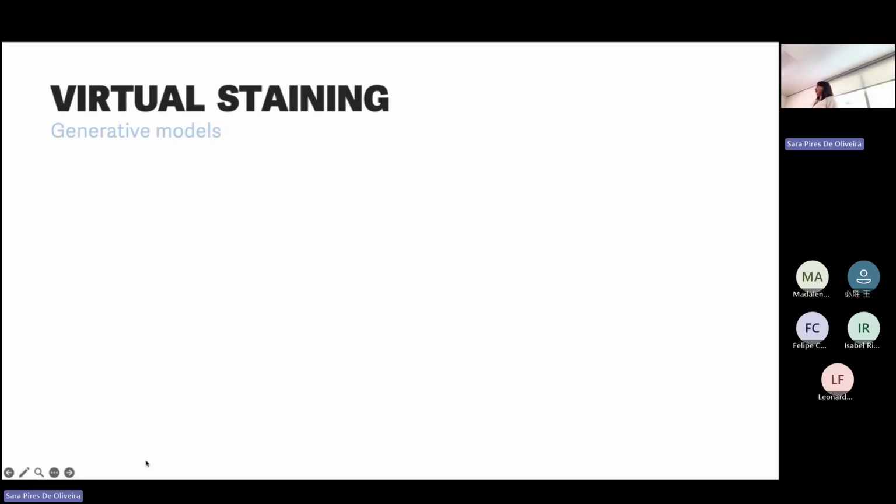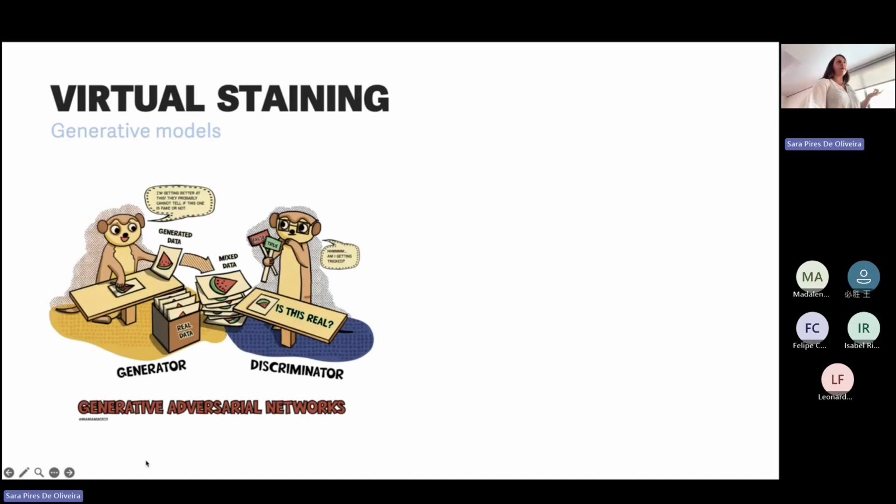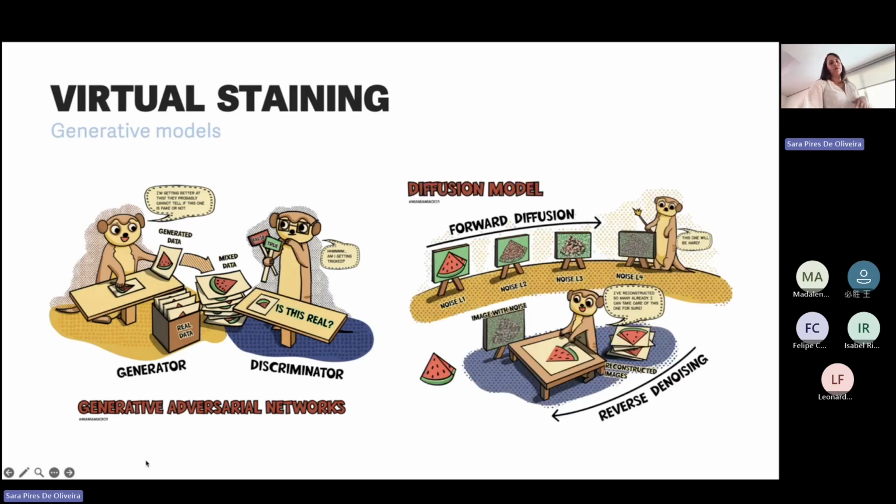Okay, but how can we do this? So basically the goal is to map one image domain, in this case the H&E or the pink images, to another image domain that is our target, that is the immuno. And basically there are 2 types of models that we can use for this task. First, we have the usual suspects, that are the GANs. And more recently, we have the diffusion models.